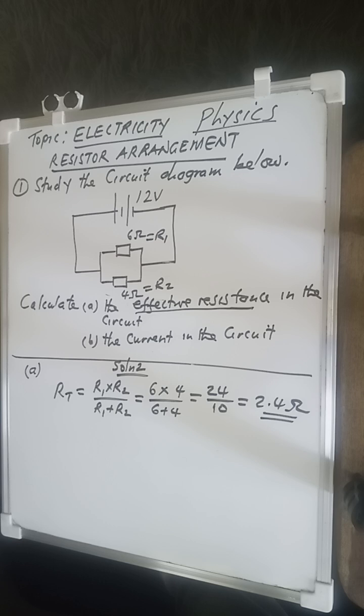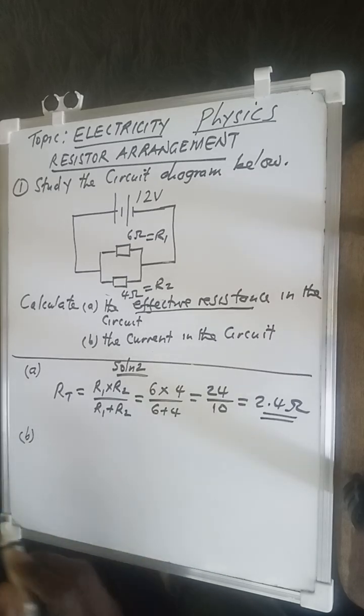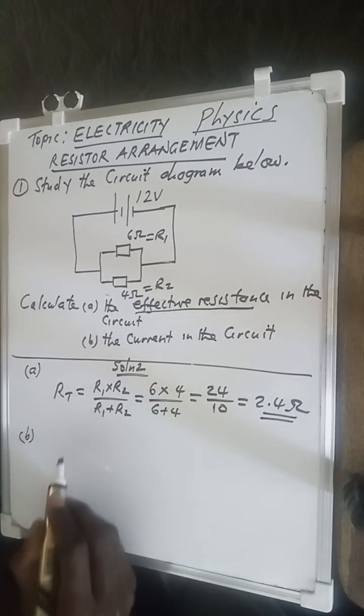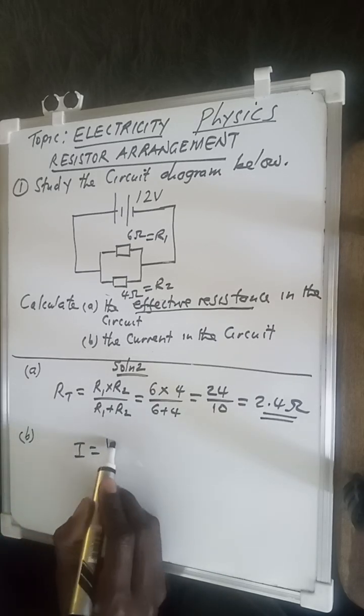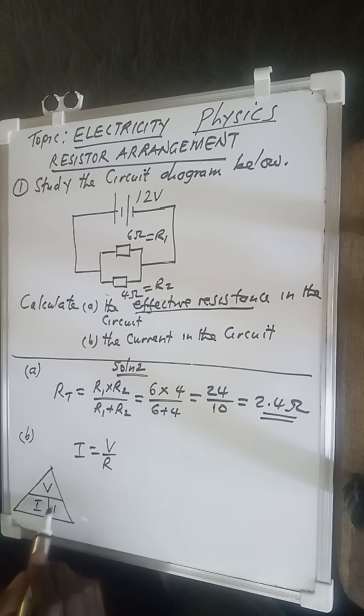Right, we can actually get to look at another question there. The B part, it says the current in the circuit. So we can apply Ohm's law. Remember, current is equal to voltage divided by resistance. So from Ohm's law, if you remember the triangle formula, we did say that voltage is equal to current times resistance. Therefore, if you want to get the current, it's simply the voltage divided by the resistance. That is what you need to remember.